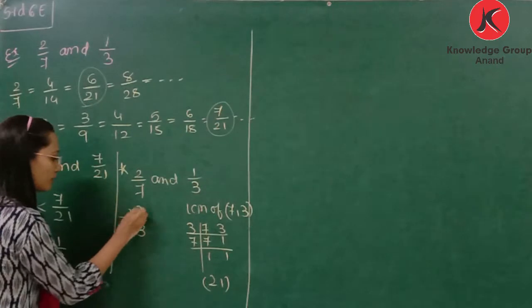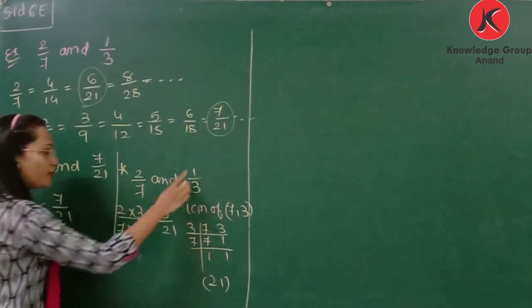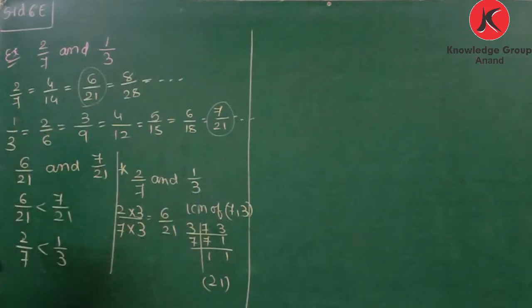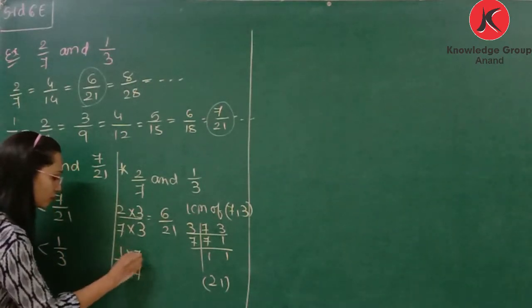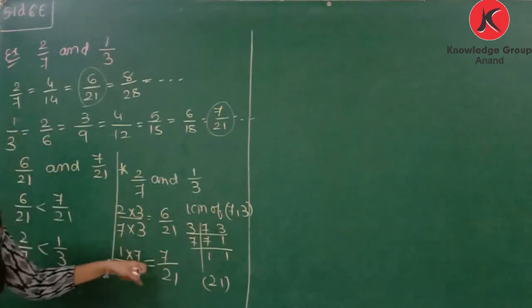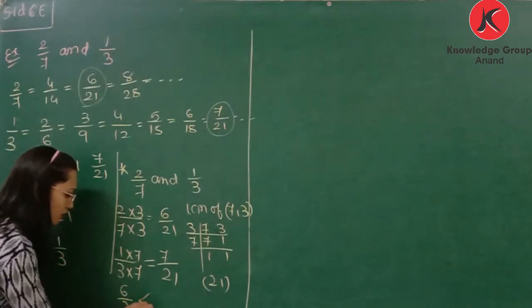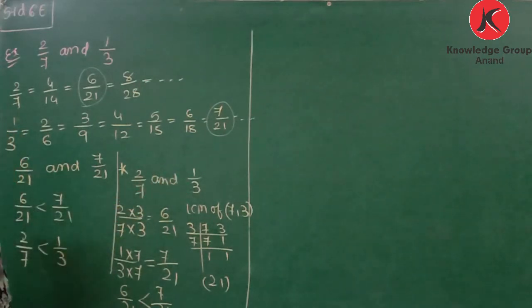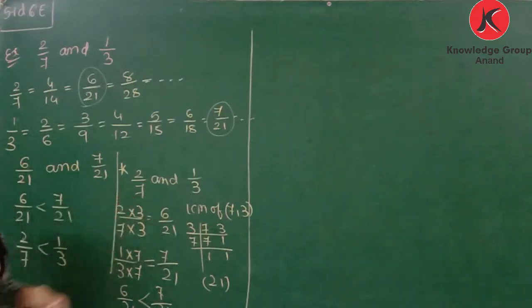The same number we should multiply in the numerator. So we will have 6 by 21. Now which number should we multiply with 3 to get 21? It is 7. So the same number we should multiply in the numerator. So 7 by 21. Now we directly get the equivalent fractions from the LCM. So here 6 by 21 is less than 7 by 21. It means 2 by 7 is less than 1 by 3. So we will use this method in all examples.